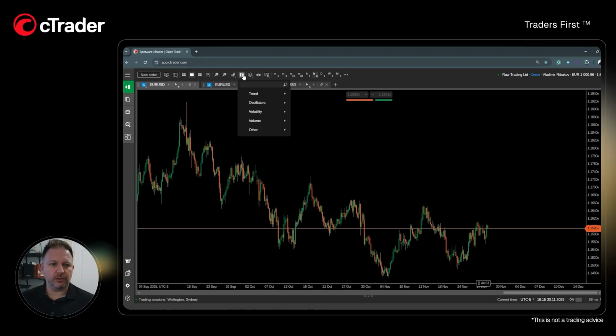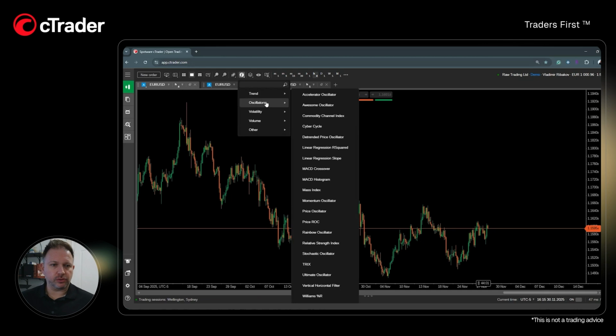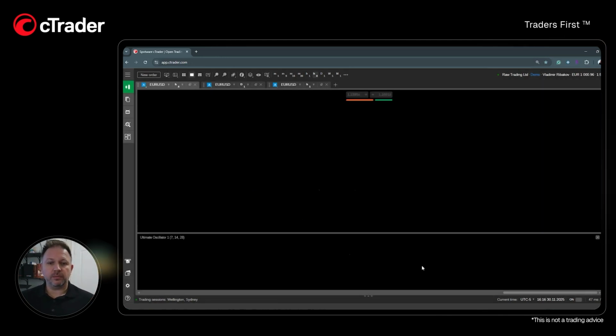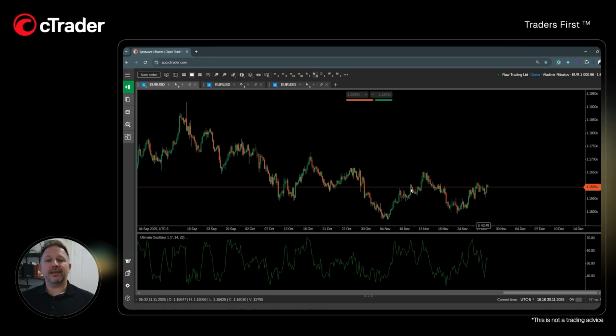Under the section of the indicators, go to the oscillators, and at the bottom you would find the ultimate oscillator. Cycle 1, 2 and 3 would usually be lined up as 7, 14, 28, which would be on that triple time frame verification: the short, the medium and the longer term.